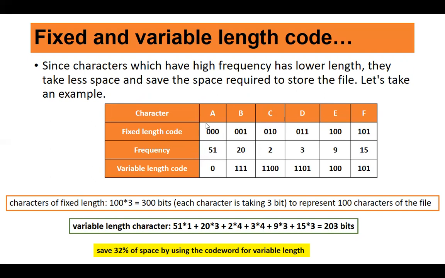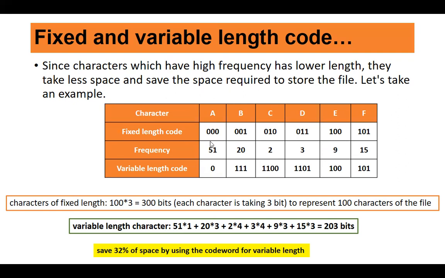Out of 100 characters, A is appearing 51 times, B is appearing 20 times, C is appearing 2 times, D is appearing 3 times, E is appearing 9 times, and F is appearing 15 times. That is nothing but the frequencies of the characters. That is, the frequency of A is 51. A is appearing 51 times out of 100.